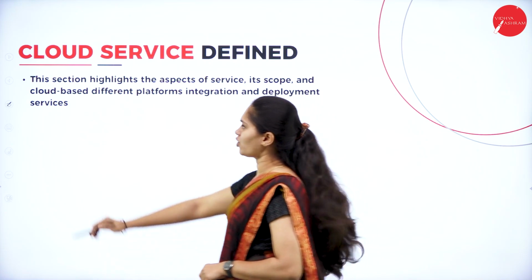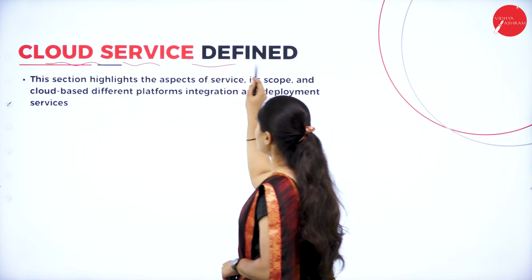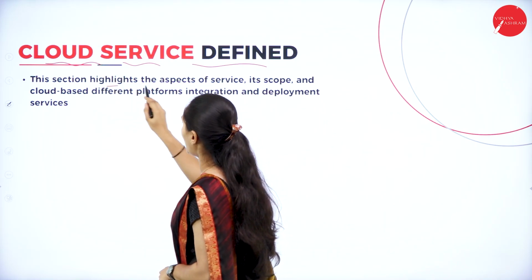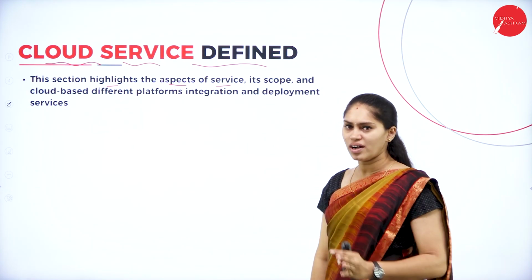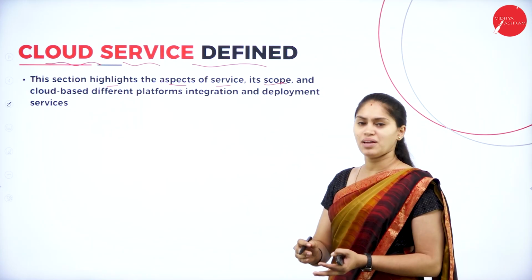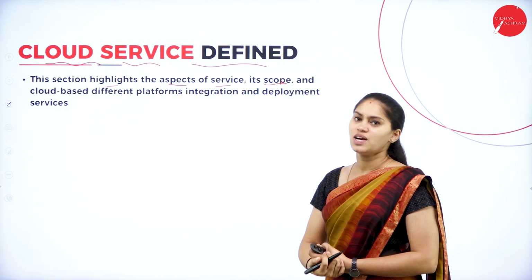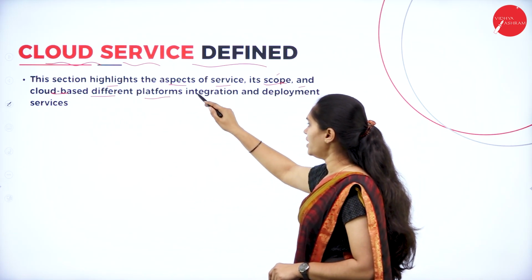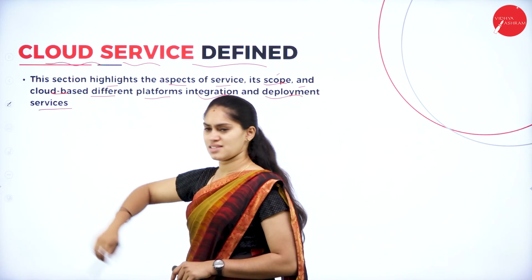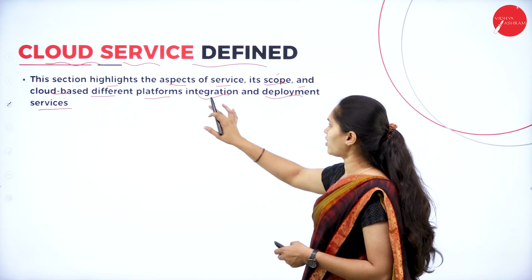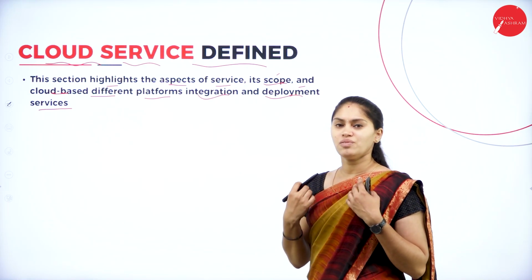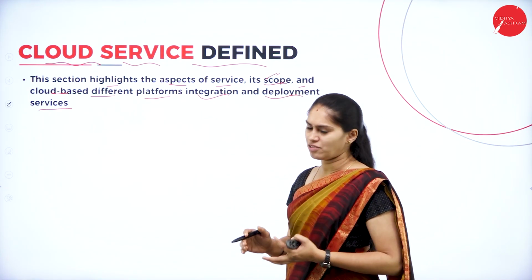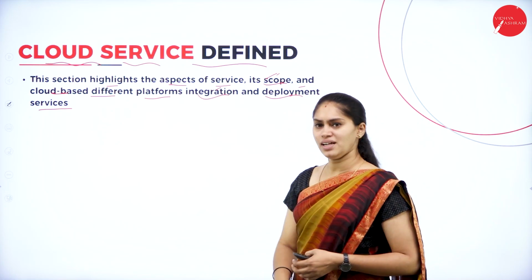We'll see the last topic of this unit 1, that is cloud service defined. How are we going to define the services of a cloud? This highlights the aspects of the service: on what terms they are providing a service, who is the user of this service, who can benefit from it, where I can use this, and cloud-based platform integration and deployment services. Together, this is called cloud service defined. So we are defining services in terms of their scope and in terms of different platforms, integration, and deployment services.